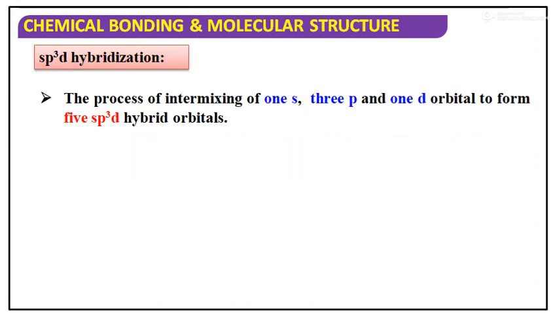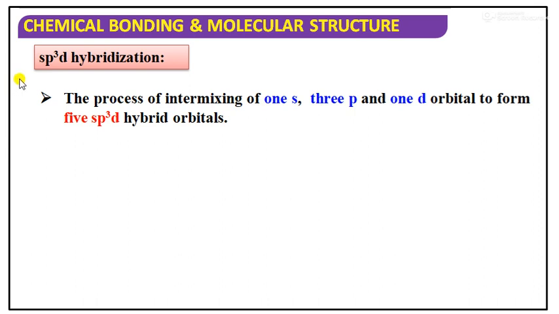You can see very clearly what happened in the sp3d hybridization: one s orbital, three p orbitals, and one d orbital are involved in hybridization. They form sp3d hybrid orbitals. So, one s orbital, three p, and one d, a total of five sp3d hybrid orbitals will form. But you know very well the hybrid orbitals must contain an equal amount of energy.